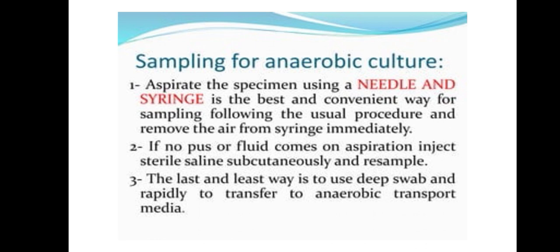The sampling for anaerobic culture. One is aspiration of the specimen using needle and syringe, which is the best and most convenient way for sampling. Following the procedure, remove the air from the syringe immediately. If no pus or fluid comes on aspiration, inject sterile saline subcutaneously and resample. The last and least preferred way is to use deep swabs and rapidly transfer them to anaerobic transfer media.